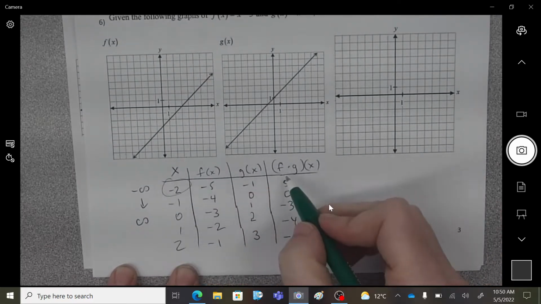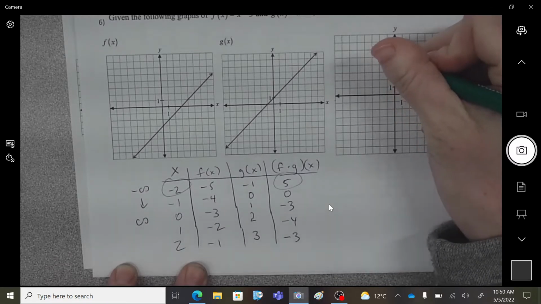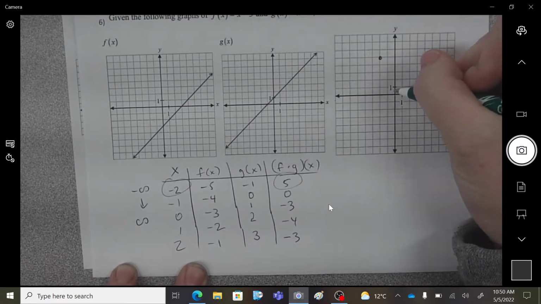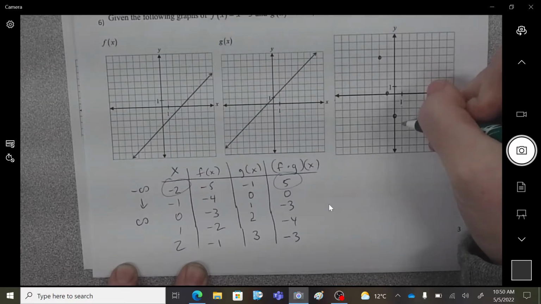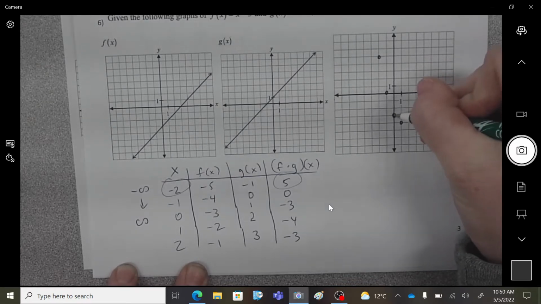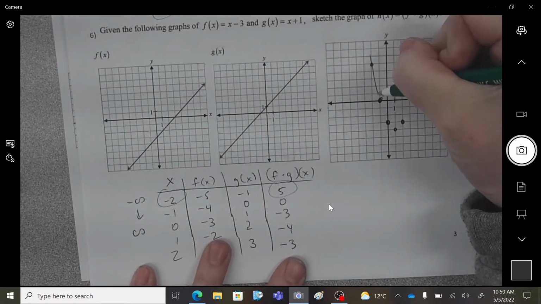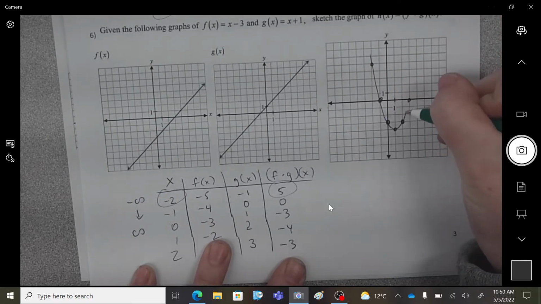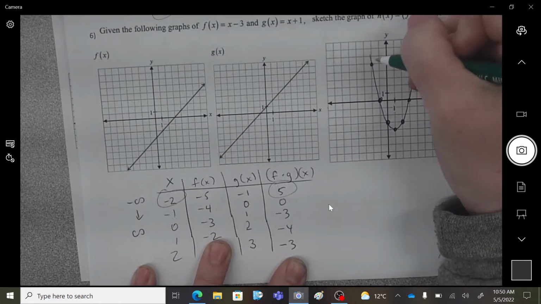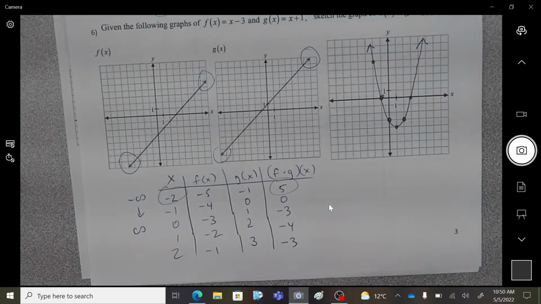So let's graph some coordinates. So -2, 5. -1, 0. 0, -3. 1, -4, and 2, -3. Do we see any kind of pattern? Yes, this is going to be a parabola. And I'm guessing that would be the next point, and they will have arrows. Okay, both left and right.